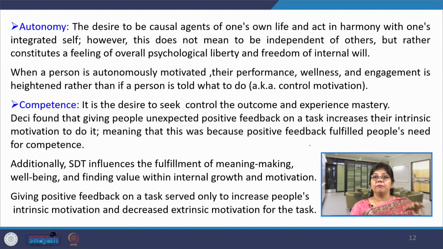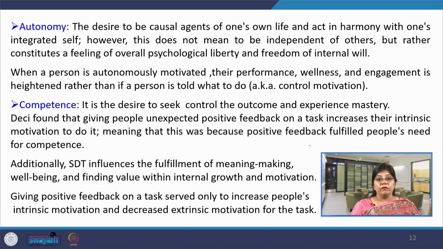It is not about being independent, but rather constitutes a feeling of overall psychological liberty and freedom of internal will. So, here maybe you have status, you have position, but at the same time we need to have some liberty, psychological freedom, in how I relate myself with this job in order to perform on my own. So, this is about the inner willingness to perform the job. When a person is autonomously motivated, their performance, wellness and engagement are heightened, rather than if a person is told what to do, in other terms, controlled motivation.